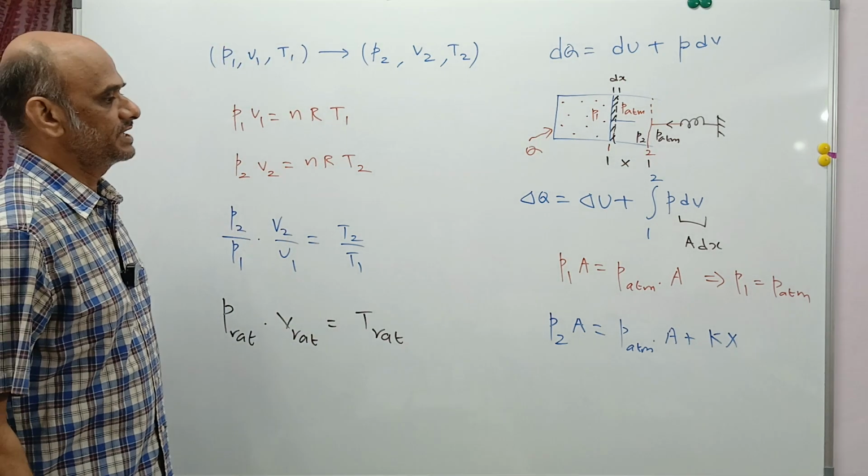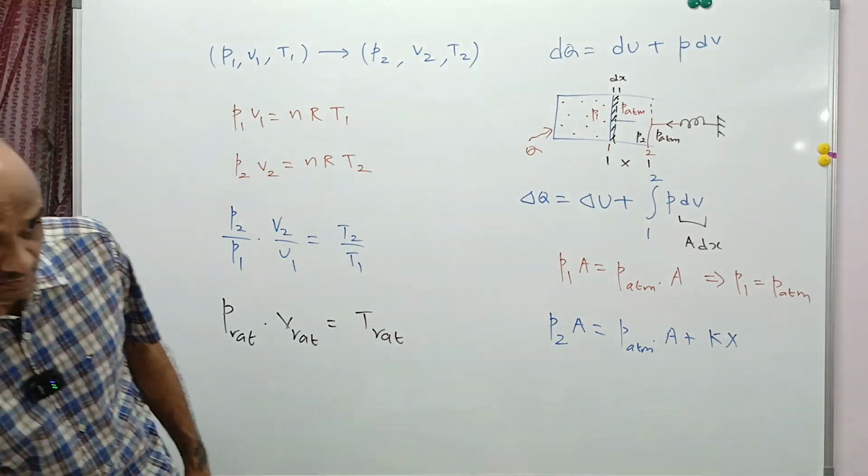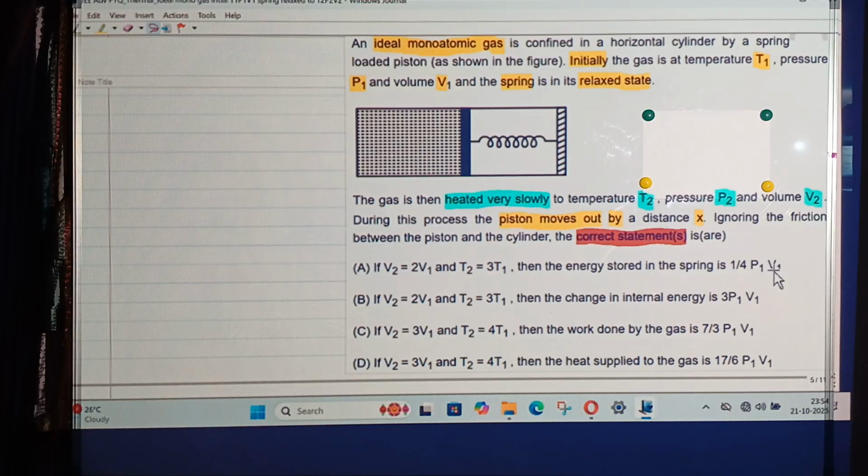So with this basic understanding, you can solve this JEE Advanced question. This is the question. You can read it. An ideal monatomic gas is confined in a horizontal cylinder by a spring loaded piston as shown in the figure. Initially, the gas is at temperature T1, pressure P1 and volume V1, and the spring is in its relaxed state. The gas is then heated very slowly to temperature T2, pressure P2 and volume V2. During this process, the piston moves out by a distance x.